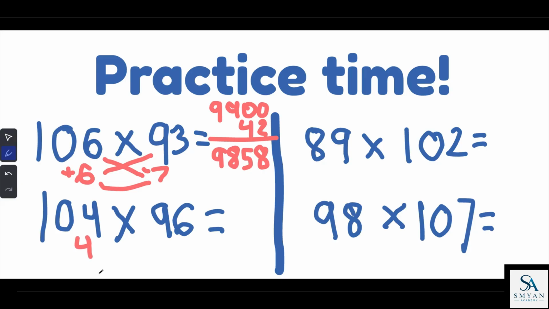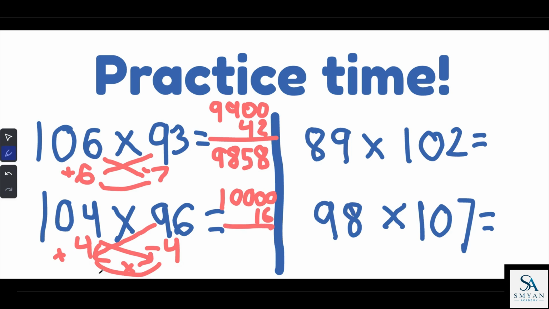Okay, so this is 4 away. This is 4 minus away from 100. 4 plus away. Now what we do is subtract 4 from 104. Or either add 4 to 96. Either way, you should get 100. Add 2 zeros. Now you should be able to subtract 16. When you multiply those, ignore the plus and the minus. You subtract 16. And then you should get 9984.